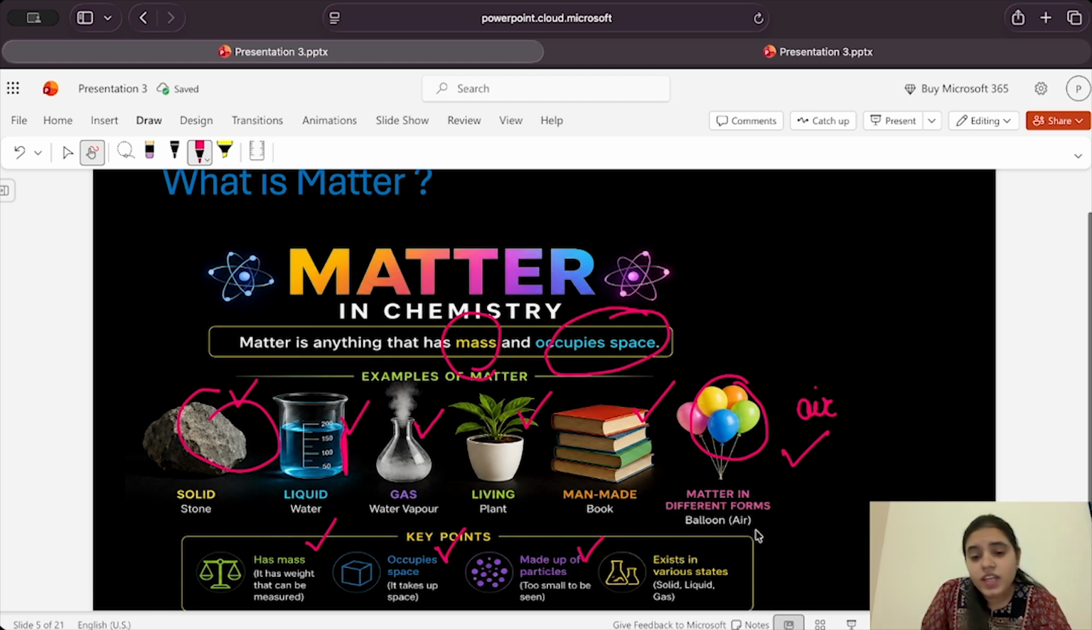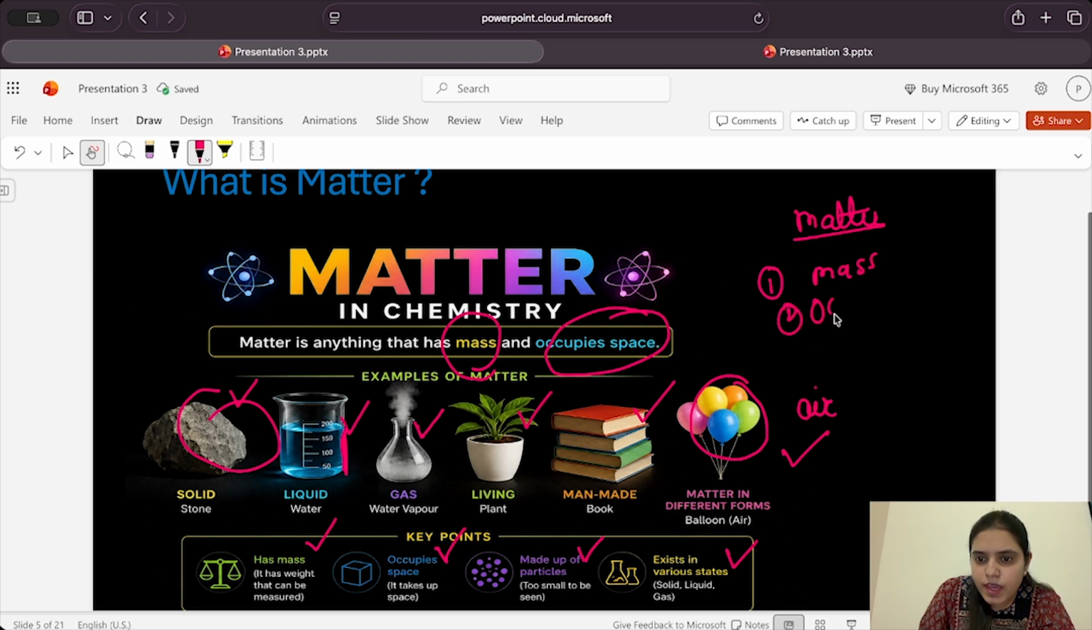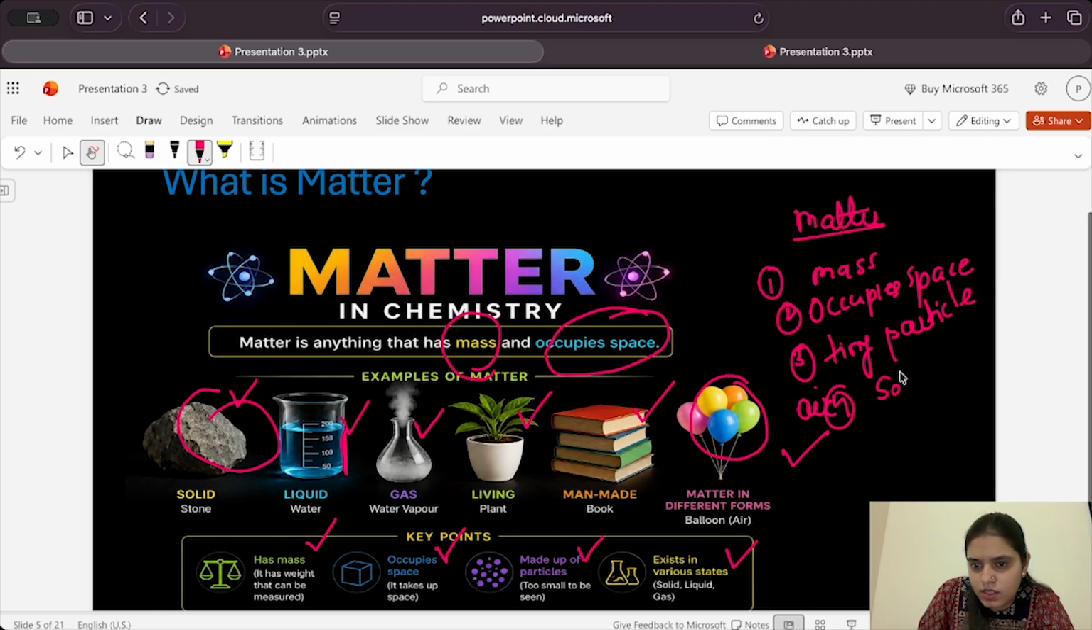Then it is also matter, and it exists in various states. It may be solid, liquid or gas, like stone, water vapor, plants, books are solids. Air is a gas. So it exists in various states: solid, liquid and gas. So there are four key points of matter, right? It has mass, occupies space, and is made up of small tiny particles, and it exists in solid, liquid and gases.